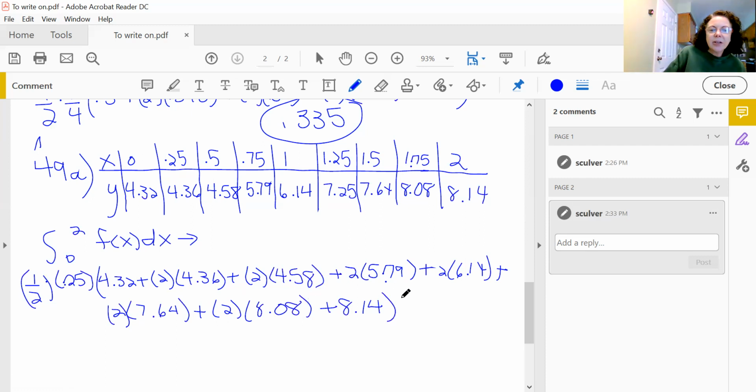Don't forget to multiply by the 1/2 and the 0.25 out front. And when you do that, you should get 12.518 as your final answer.